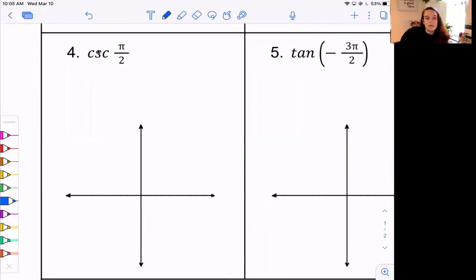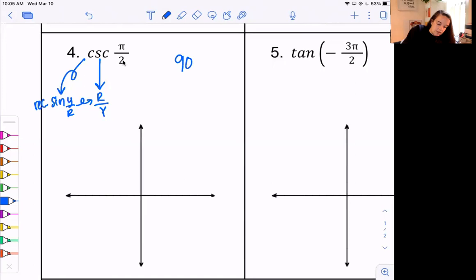So for this one, we're going to be dealing with cosecant. Cosecant is the reciprocal of sine. Sine is y over r, so we're going to turn that into r over y. So cosecant is r over y. And then this here is pi over 2. If you're thinking pi over 2, like 180 over 2, I would have 90 degrees. So this is 90 degrees here.